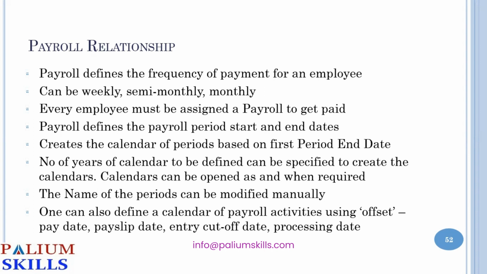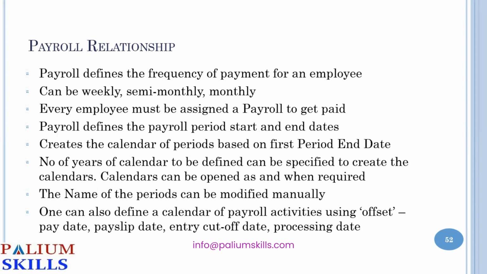The number of years of calendar to be defined, you can specify. Calendars can be opened as and when required. So it can happen that you initially create a calendar for the next 1 year. Towards the end of that year, you can open up another year, and in that way, you can proceed. Names of the periods can be modified manually.